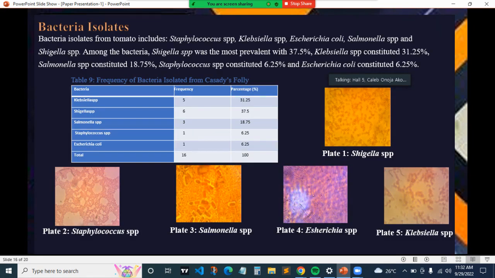So we were able to isolate some bacteria. For bacterial isolate, we discovered that Staphylococcus species, Klebsiella species, Escherichia coli, Salmonella species and Shigella species were among the bacteria that were associated with the spoilage of tomato. And from the percentage, we discovered that Klebsiella species had the highest percentage. So Klebsiella species was the highest bacteria that was isolated from the spoilage of tomato.